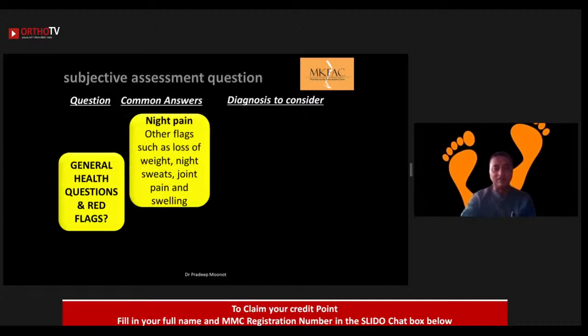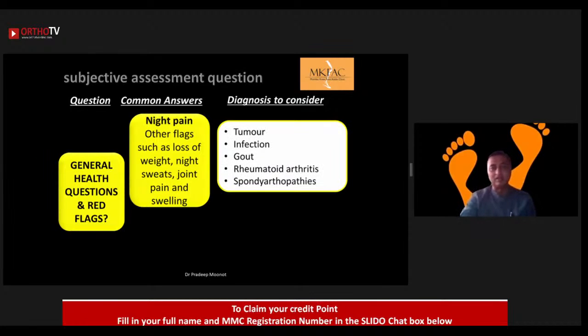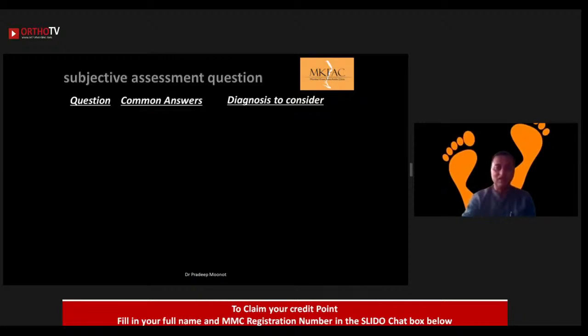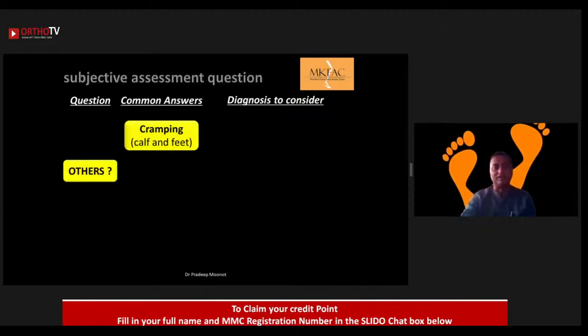General health and red flag signs, like you have night pain, loss of weight, night sweats, joint pain and swelling, looking at tumors, infections or inflammatory causes. Past history like repetitive ankle sprains lead to posterior impingement and sinus tarsi syndrome. If you have had fractures like calcaneum fracture, you need to rule out arthritis.